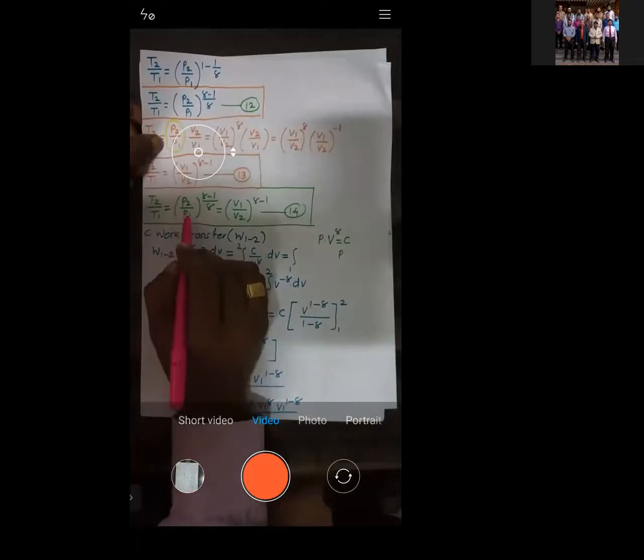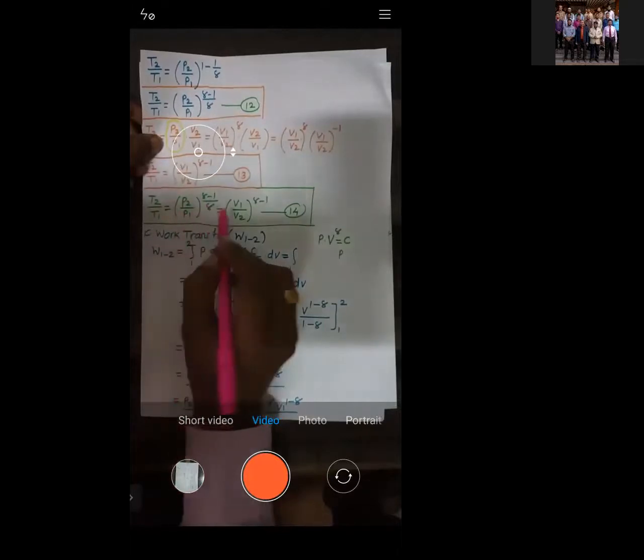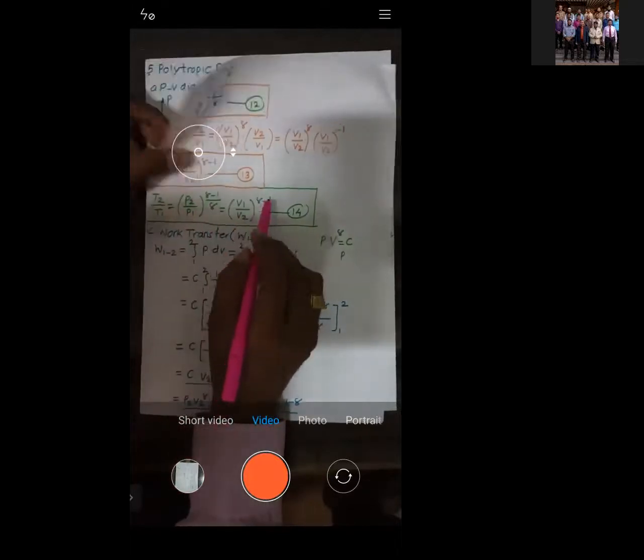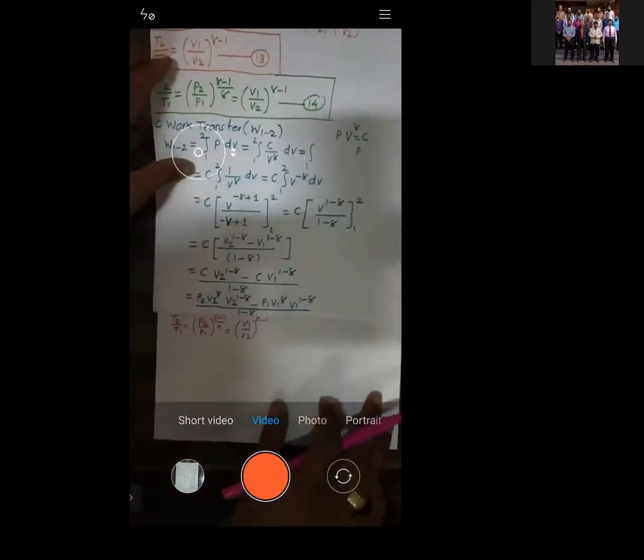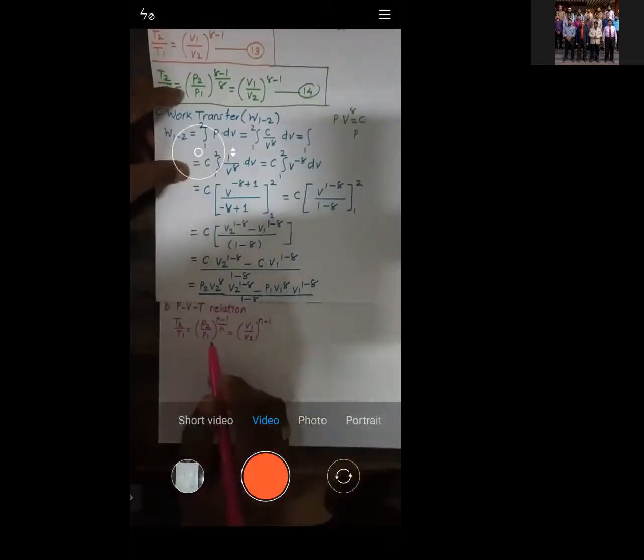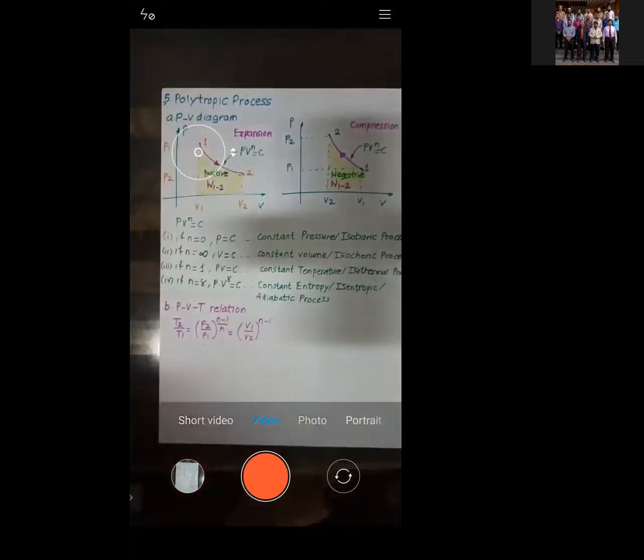T2 by T1 is equal to P2 by P1 raised to power gamma minus 1 by gamma, which is equal to V1 by V2 raised to power gamma minus 1. The same expression I have written here. You can check it. Instead of gamma, I will just write n. So this is the relationship between pressure, volume, and temperature for the polytropic process.